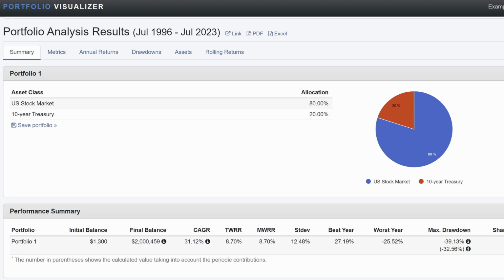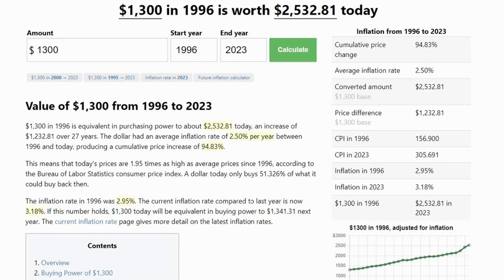We're looking at someone who started investing in their 40s. If they started investing when they were 40 years old, they have 27 years to invest until age 67. Between the years of 1996 and 2023, they would have to invest $1,300 per month starting in 1996. $1,300 in 1996 is equal to $2,533 in today's dollars.